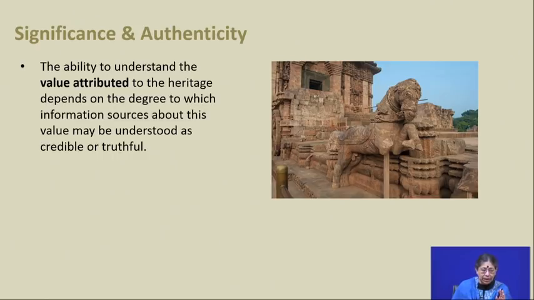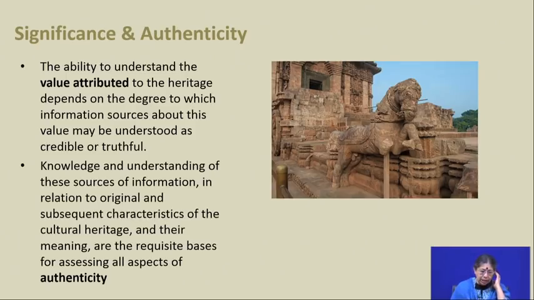So, let us see what it says. The ability to understand the value attributed to the heritage depends on the degree to which information sources about this value may be understood as credible and truthful. So, the horse has been propped up there, so the value attributed can be understood properly. The information is there, and that much only has been kept like that.